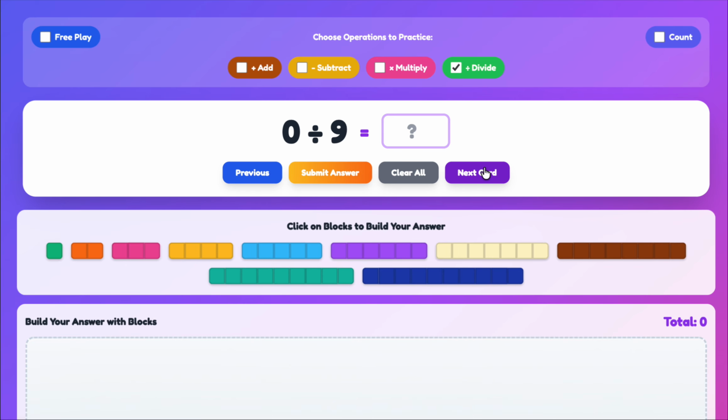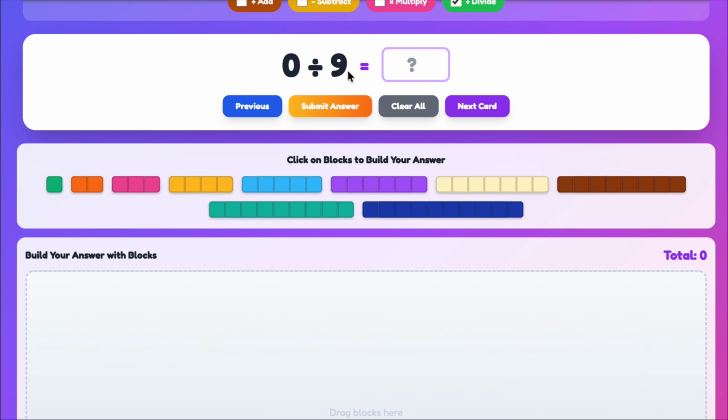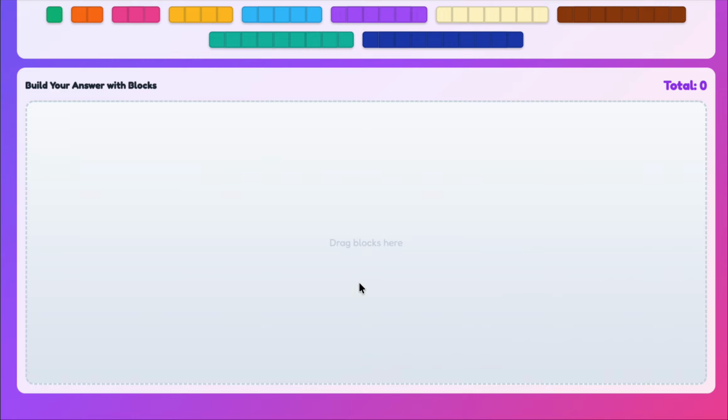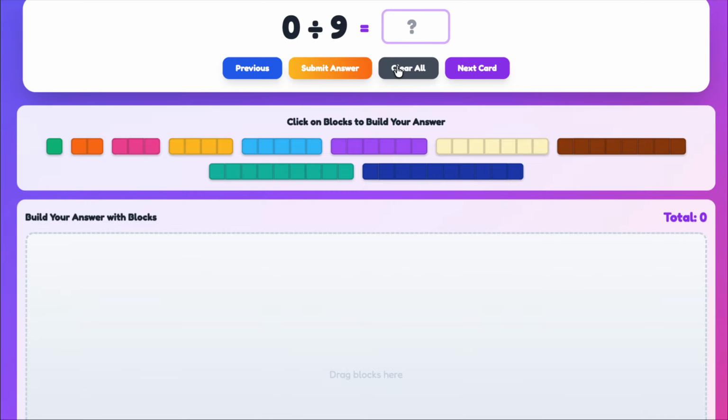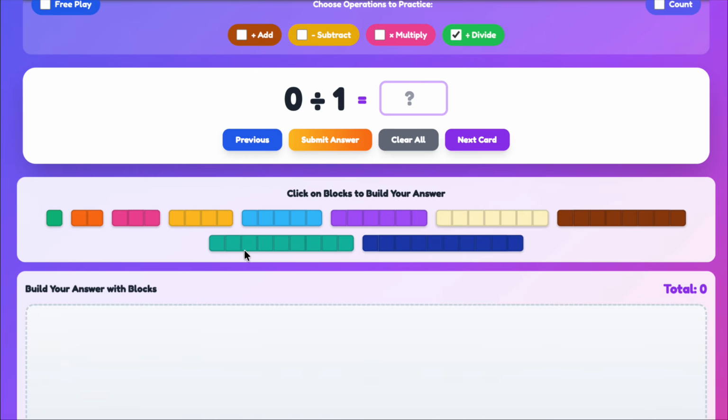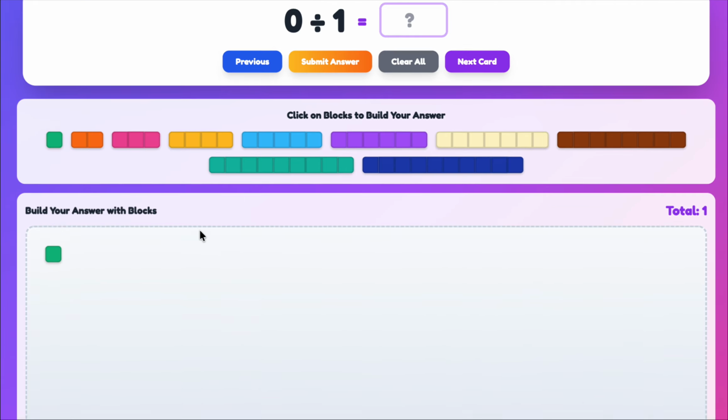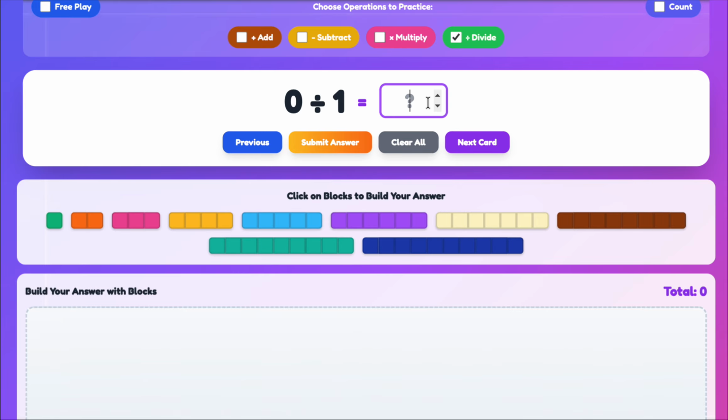Next card, 0 divided by 9. Well, I can't count any 9s from nothing. I don't see any 9s there. I can't put 9s there and have nothing, because if I have a 9 there, that's not nothing. Okay, again, if I put a 1 there, that's not nothing, so it's just 0, right?